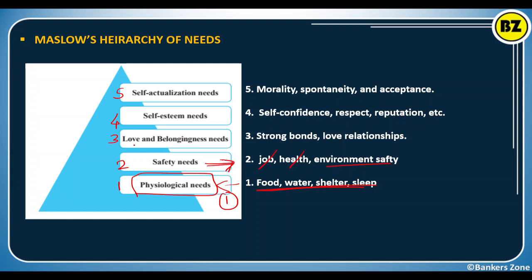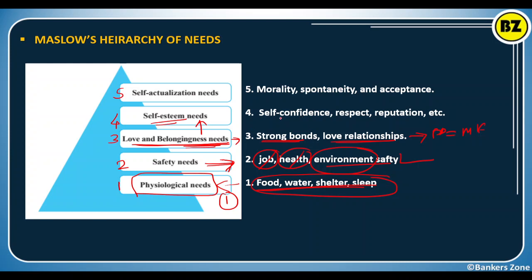Then what about the love and belonging needs? Once you get food, water, shelter, then you can seek a job, good health, a good environment, right? If you achieve this, then you can seek strong bonds, love and relationships. Here in the love and belonging needs, you will go to public meetings, marriage functions, like that, because once you fulfill one need, the second need automatically arises.